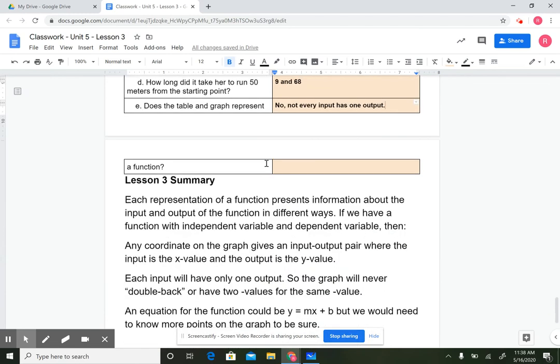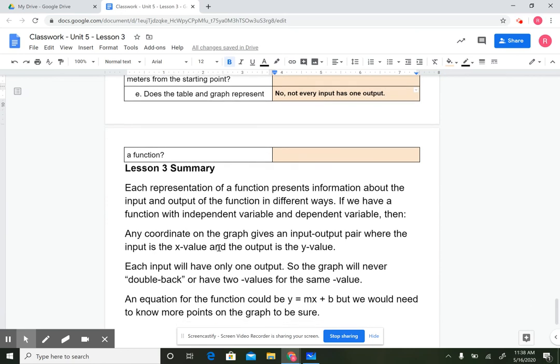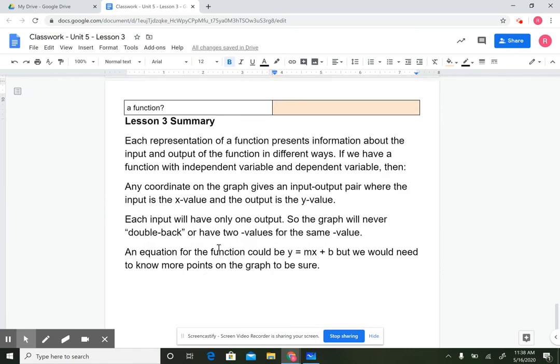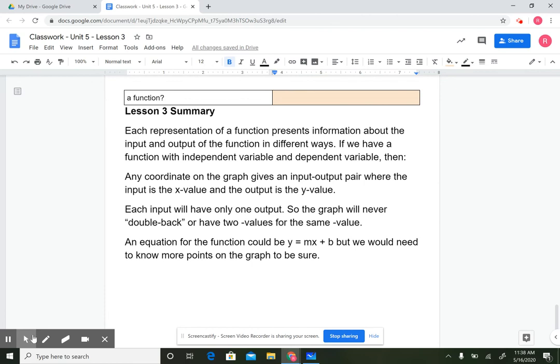Okay, guys, so that leaves the summary. Make sure you read that, you annotate it, and do that sort of thing for that summary.